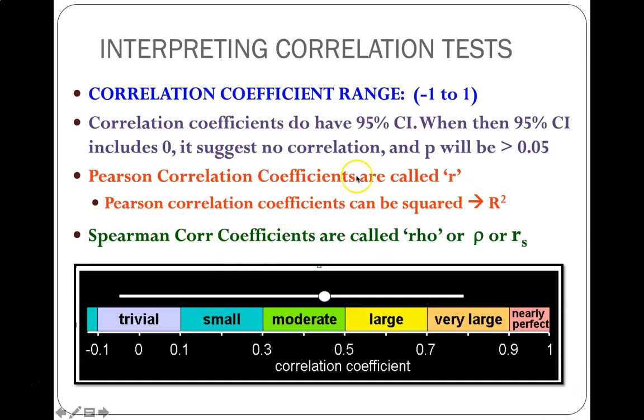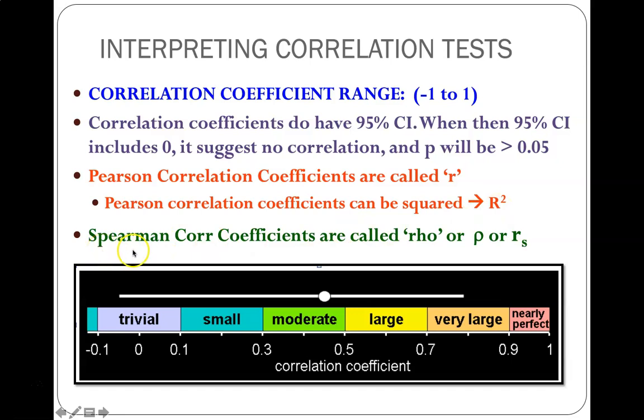So again, correlation coefficients can range from -1 all the way up to 1. Sometimes people will refer to it as -100% to 100%, but that's probably not the best way of saying it. Pearson correlations are presented with this letter R. You can also get the R squared by squaring it, and often you'll see the R squared in linear regression models.